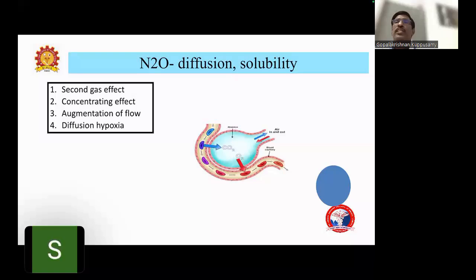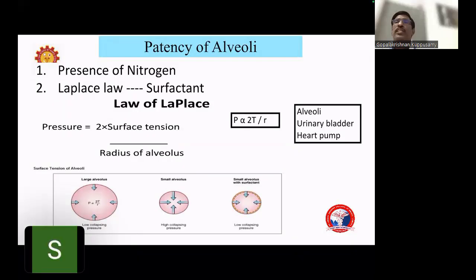What is concentrated? The only thing is the frequency of alveoli. We need to know that the alveoli should be kept patent. It is difficult to ventilate collapsed alveoli. Two factors are involved in maintaining the patency. Presence of nitrogen. Nitrogen is less soluble, so it remains in the alveoli.